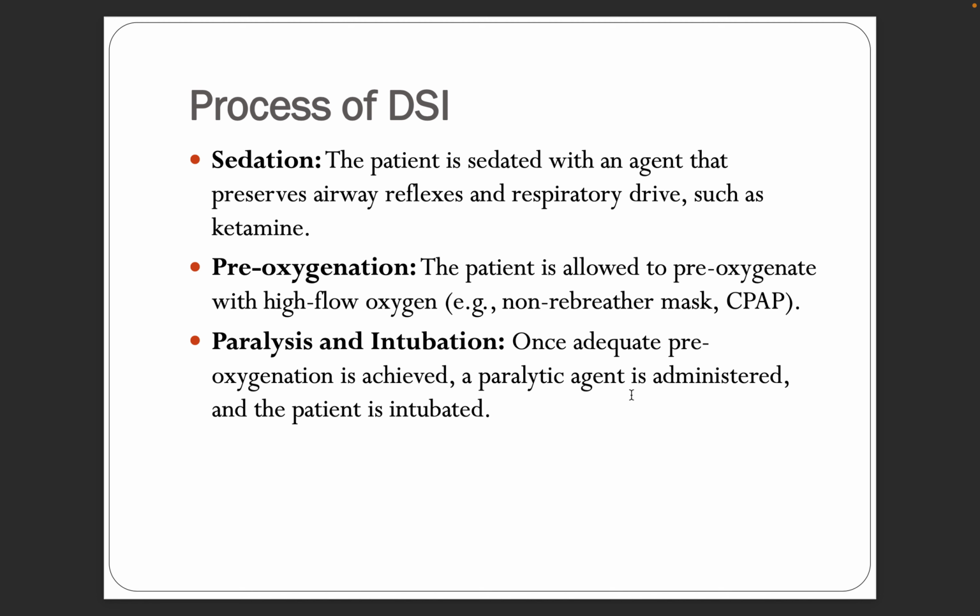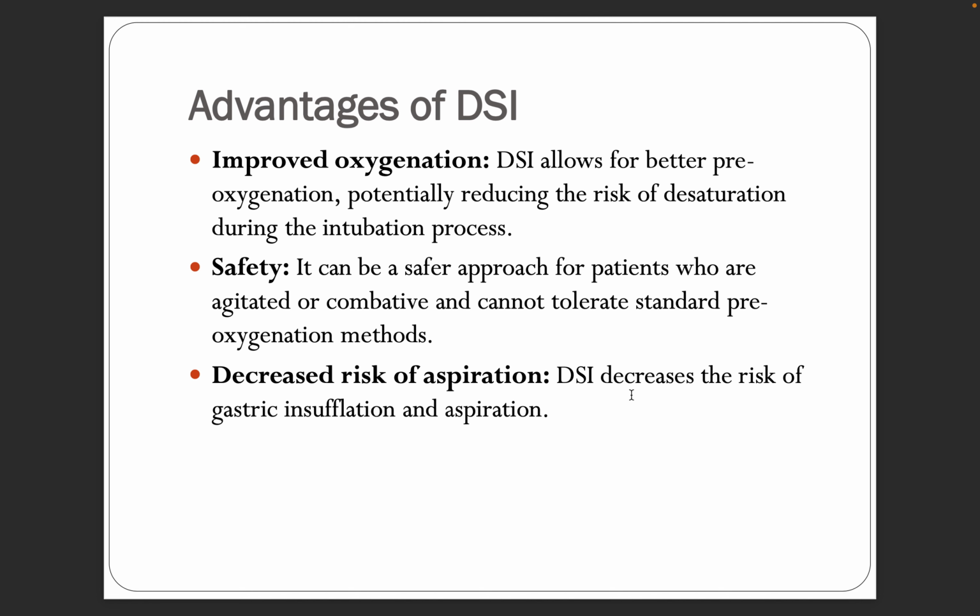So, the patient is sedated with an agent that preserves airway reflexes and respiratory drive, like ketamine. You pre-oxygenate this patient with high flow oxygen, either a non-rebreathing mask or CPAP. Paralysis and intubation: once adequate pre-oxygenation is achieved, of course you give a paralytic agent and the patient is intubated.